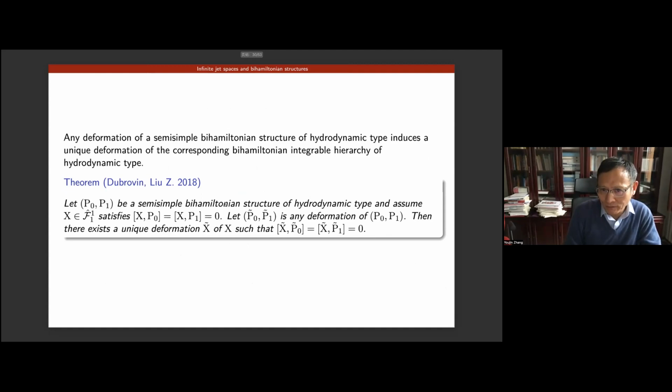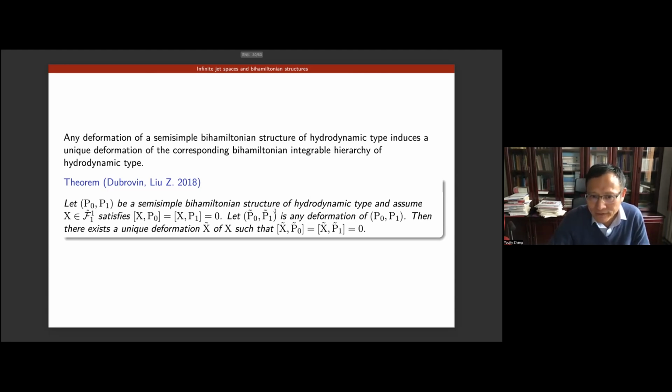Okay. And also we have classification of bihamiltonian structures, and then this theorem tells us about the deformations of bihamiltonian integrable hierarchies, or about flows of this hierarchy. So if we have a semi-simple bihamiltonian structure, and then if we have a deformation of this bihamiltonian structure, and then if we also have a bihamiltonian vector field X, a bihamiltonian flow, which means that the Schouten bracket of this X with P, these two Poisson bivectors, is equal to 0.